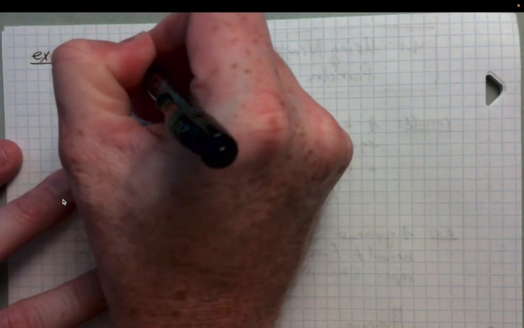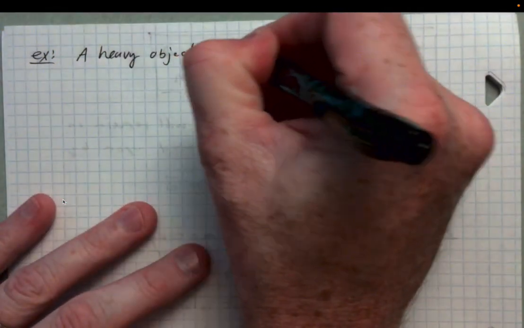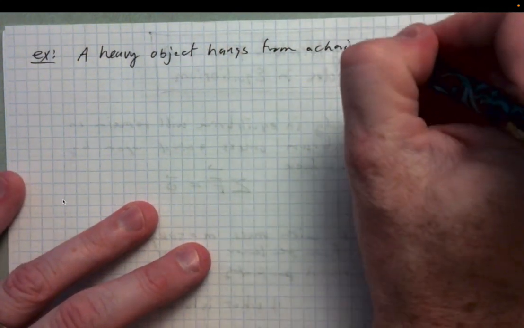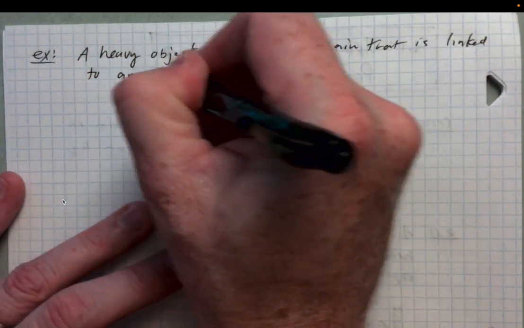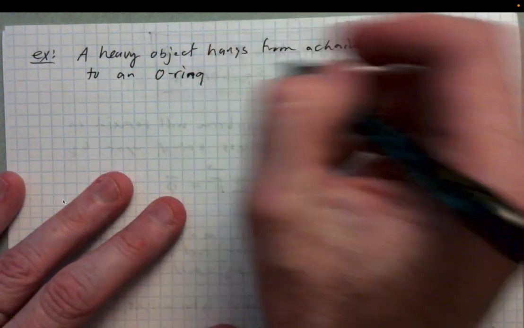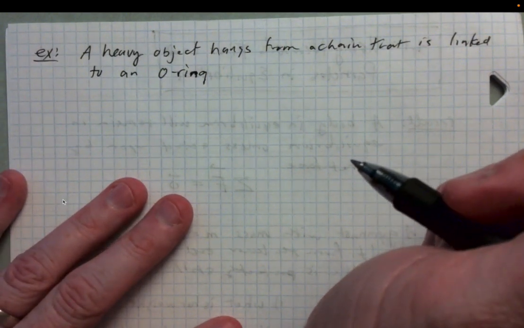And so this example is going to have a little bit more complex free body diagram. And we'll say, okay, so this one is going to be a heavy object that hangs from a chain that is linked to, we'll call it an O-ring, and I'll draw a picture in a second. You'll get the idea here. So a heavy object hangs from a chain that is linked to an O-ring and then two other chains.